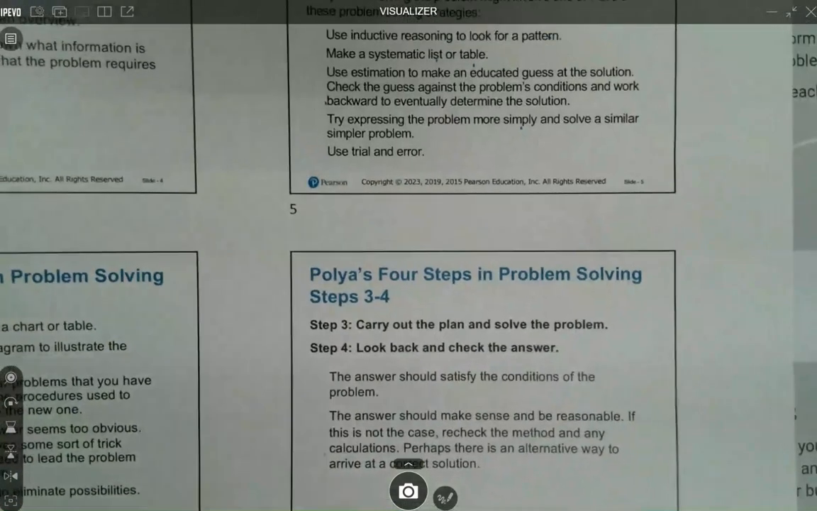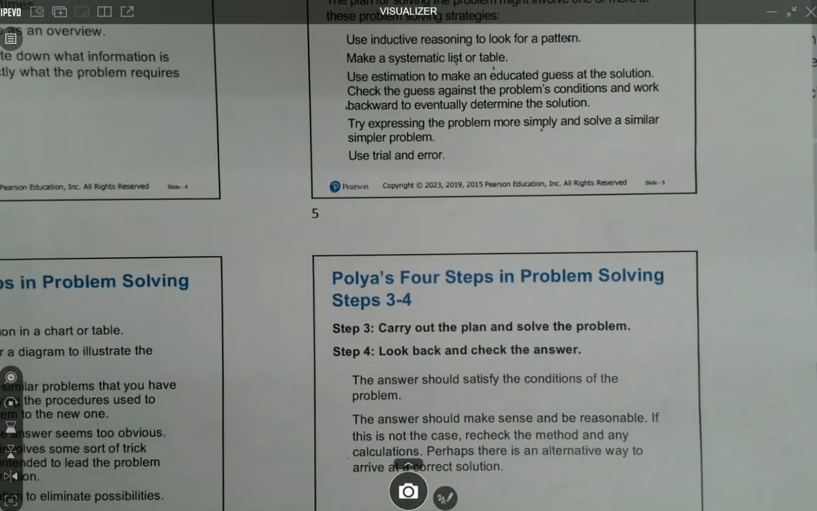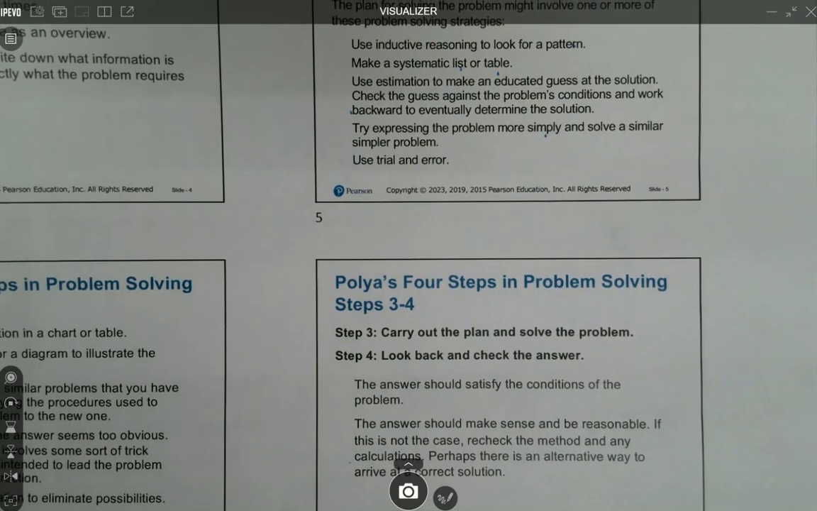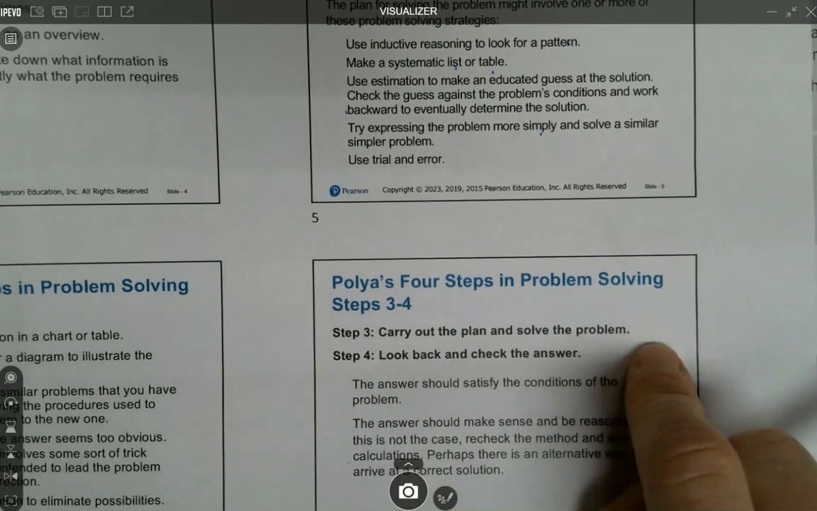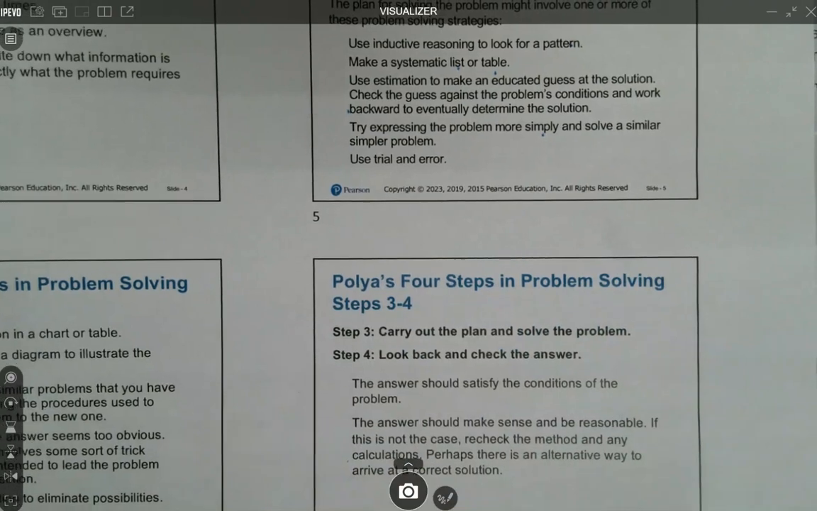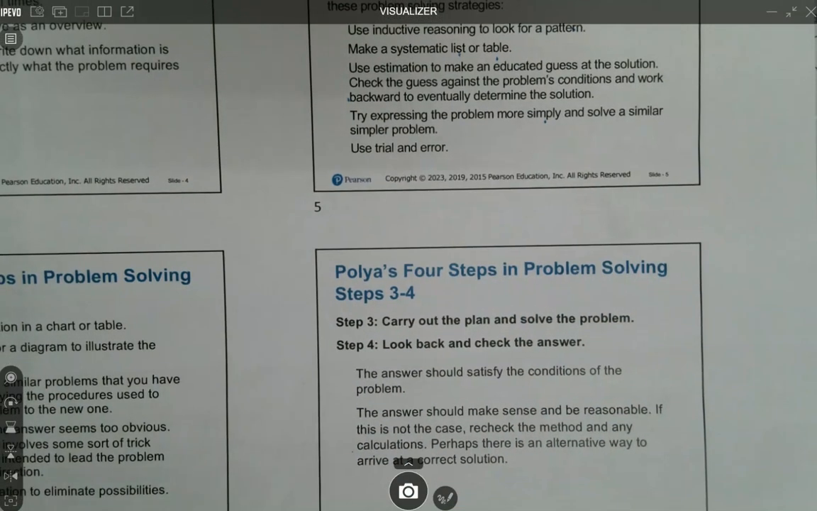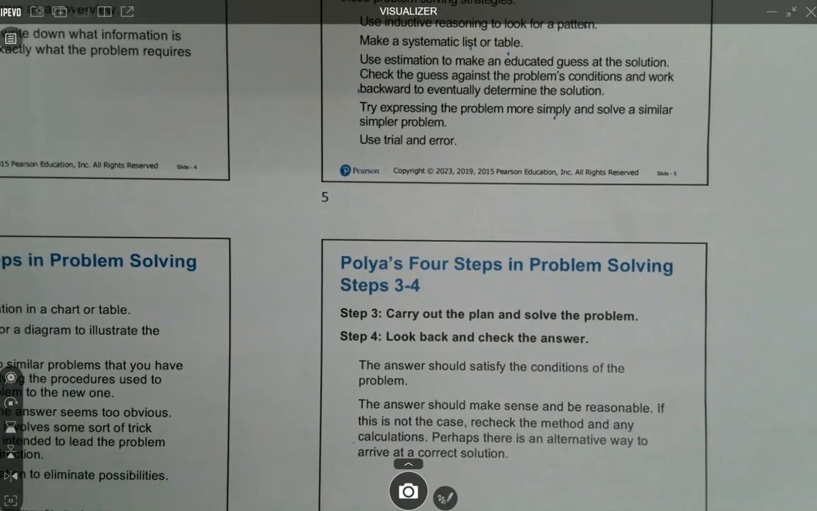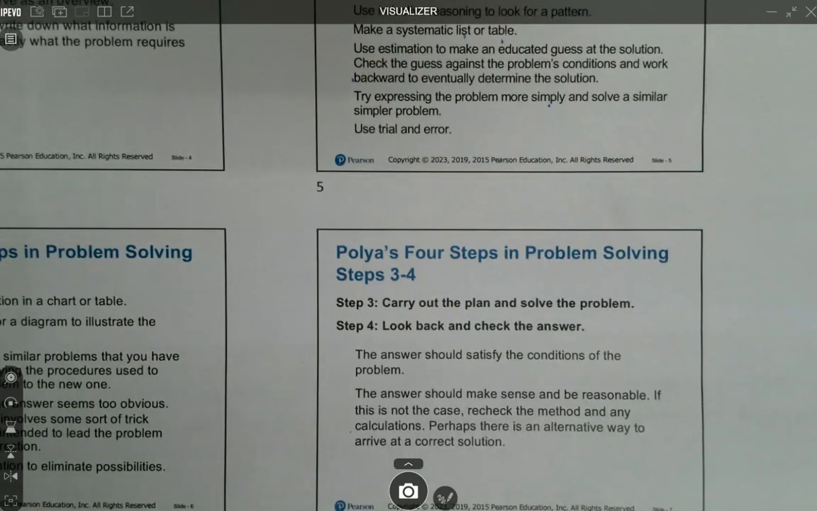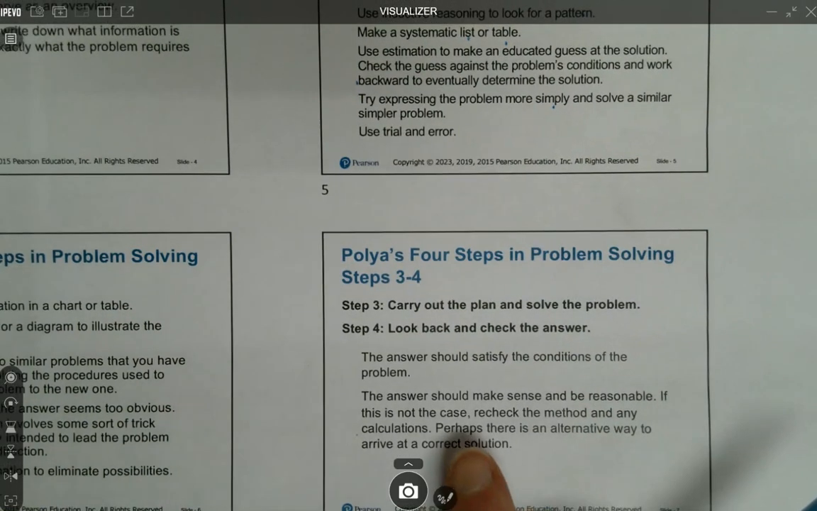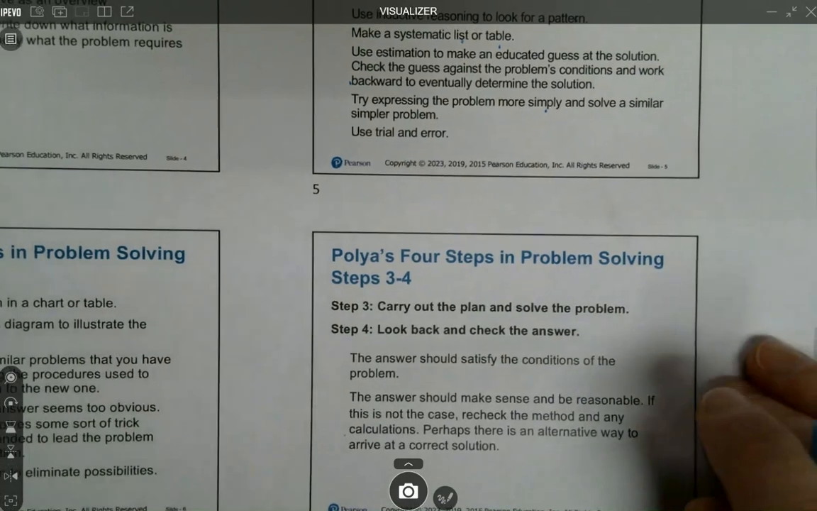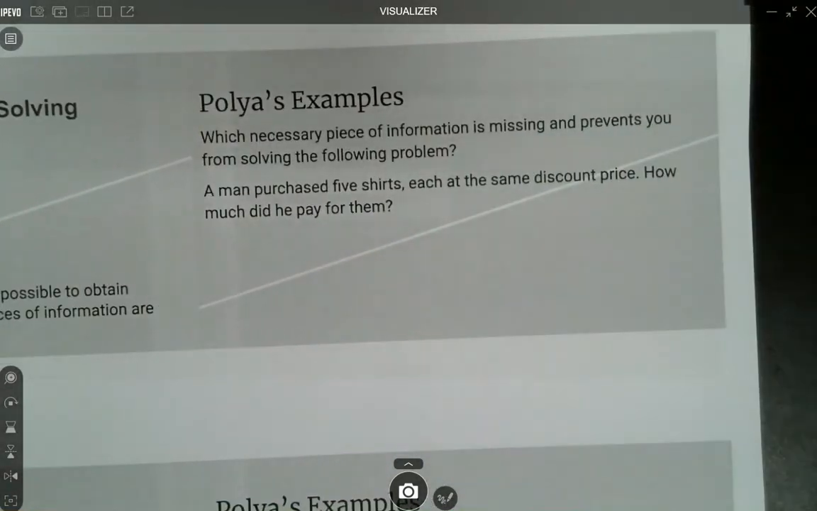After you decide what process you're going to use to solve it, then you're going to carry out that plan and solve. Make sure you always look back and make sure it makes sense. Make sure it truly satisfies all the conditions of the problem. And if you can, look for a different way to solve it to see if you get the same answer. So with Polya's process, you have to have all the information that is necessary to solve it.